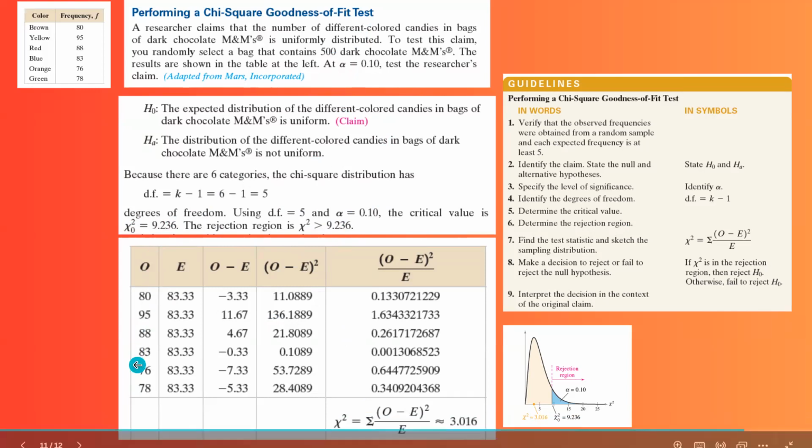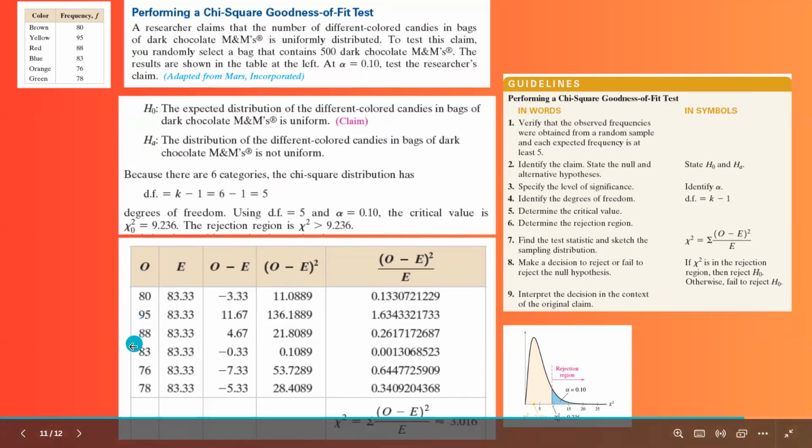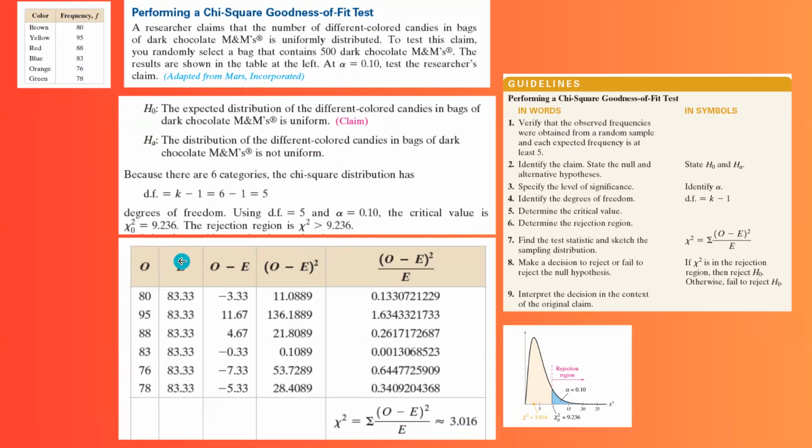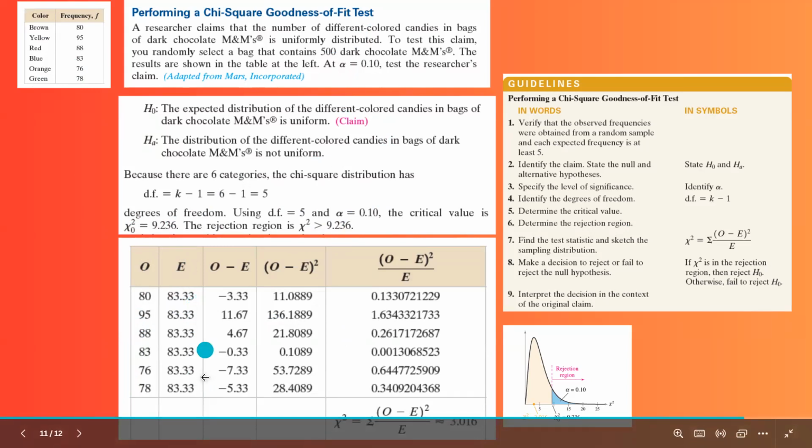In the next step, we need to calculate the chi-squared standardized test statistic. You have the observed values: 80, 95, 88, 83, 76, 78. The expected frequencies are 83.33, 83.33, and so on.